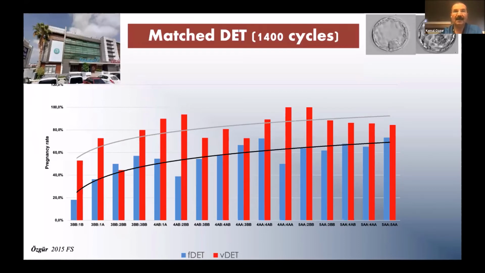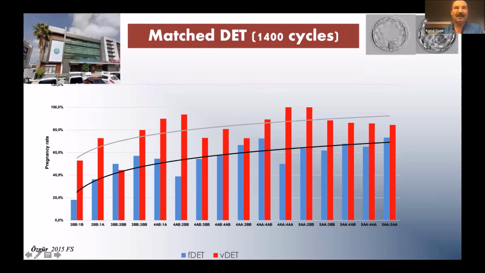Now, we are based in Antalya in Turkey, and we do 2,000 cycles a year. And in our center, we do freeze-all. It has been since 2015, more than 10,000 cycles since we started doing freeze-all. There are almost no exceptions. All patients go to freeze-all. The only exception is when the patient wants a fresh transfer, so it's very rare.